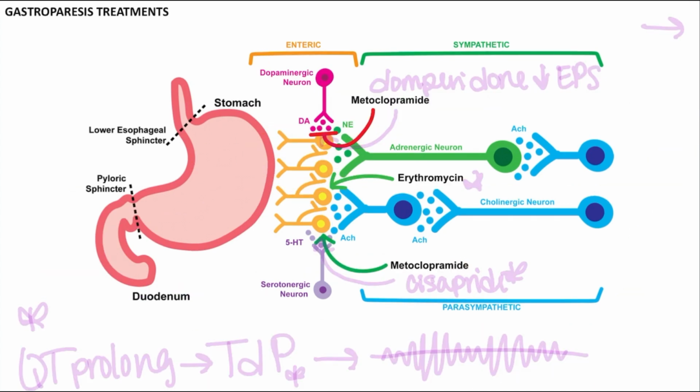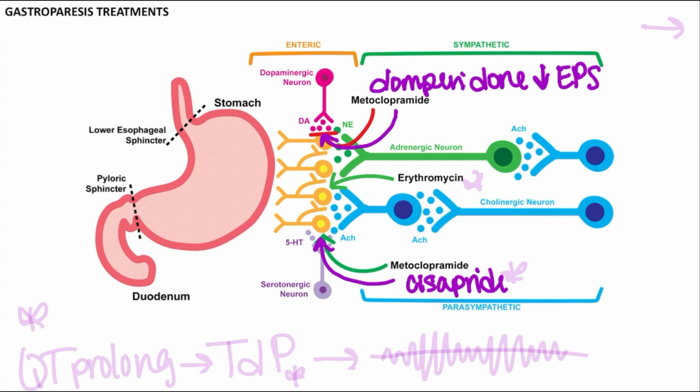Now there are two other agents you may come across as you're researching that were actually withdrawn from the market. And these are cisapride, which is only a serotonin 4 receptor agonist, and domperidone, which is a peripherally selective dopamine D2 receptor antagonist. So there is less risk for extrapyramidal symptoms.